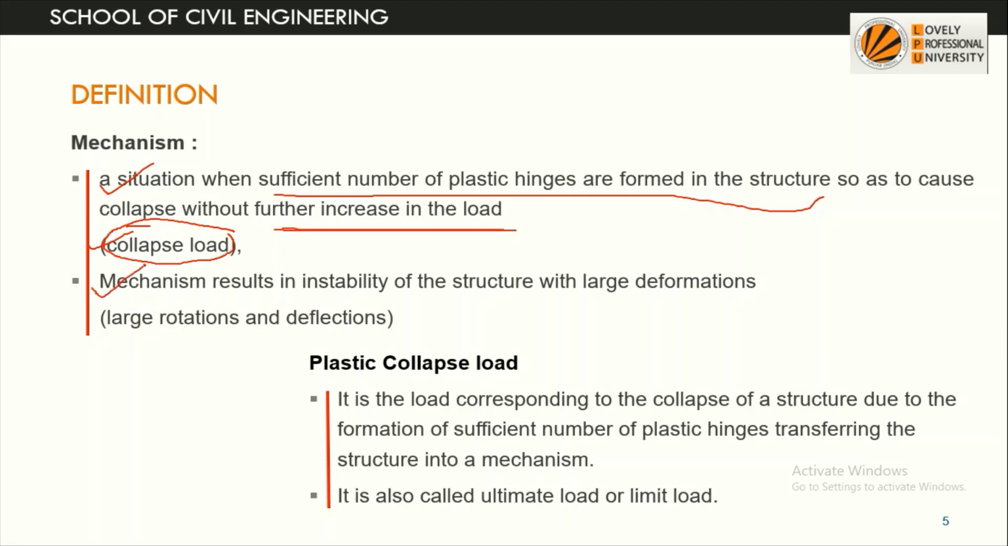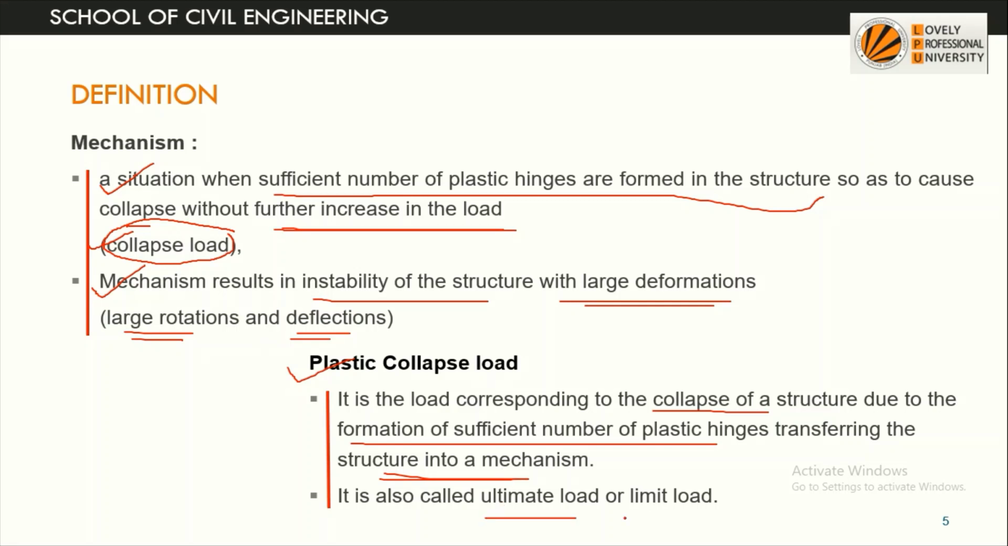So this is the situation we define as mechanism. So mechanism actually results in instability of the structure, and it is manifested by the large deformation. So in a beam or a frame or a member, how can we say that deformation is large? We'll see by large rotation or deflection. Plastic collapse load is the load corresponding to collapse of a structure due to formation of plastic hinges transforming the structure to form a mechanism. Means this is the ultimate load or limiting load at which plastic hinges will be formed and the structure is converted into a mechanism.